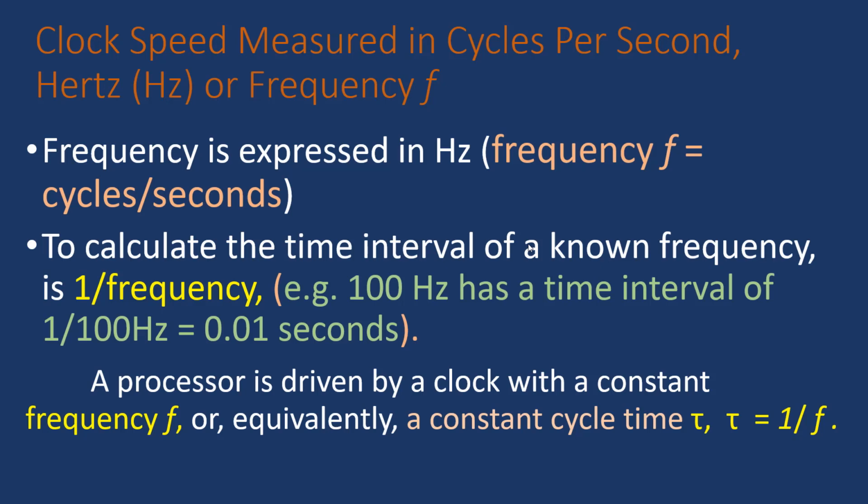To calculate the time interval of a known frequency, it is 1 over frequency. For example, 100 Hertz has a time interval of 1 over 100 Hertz, that is equal to 0.01 seconds. A processor is driven by a clock with a constant frequency f, or equivalently a constant cycle time tau. Tau equals 1 over f.